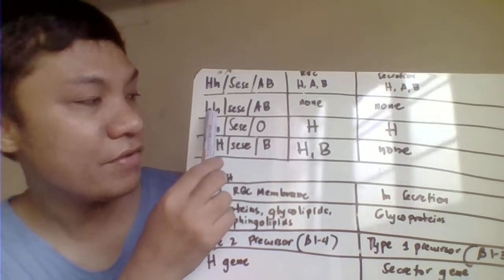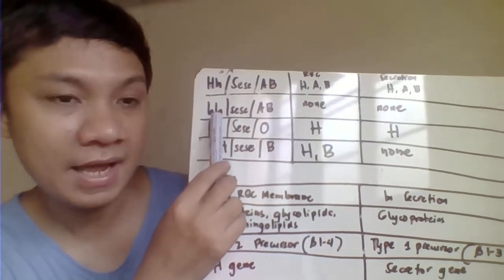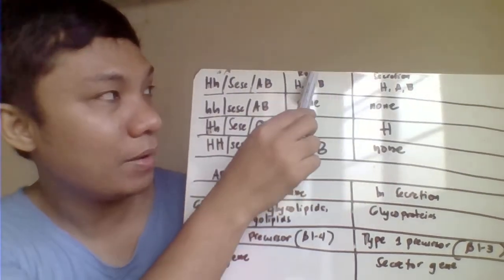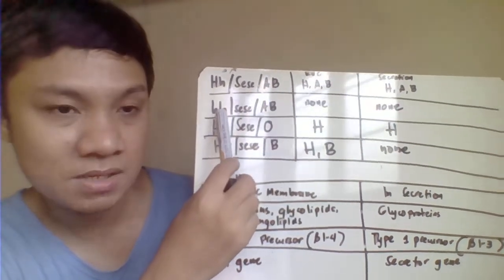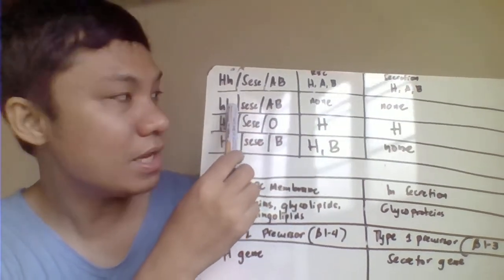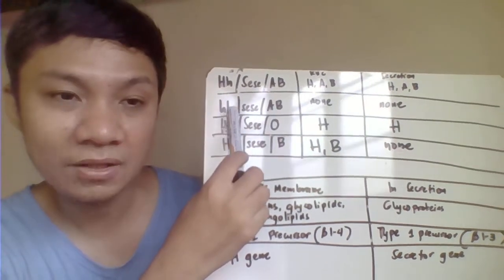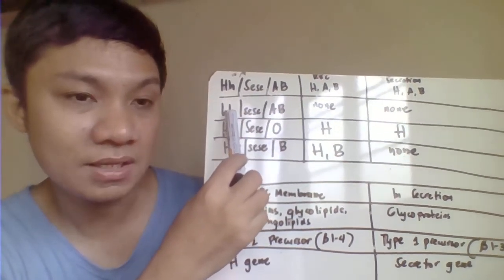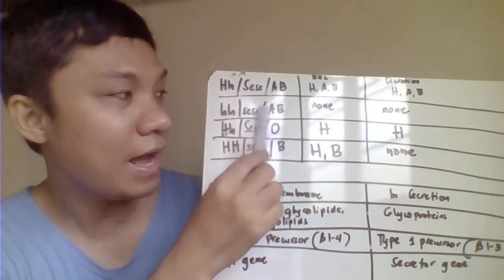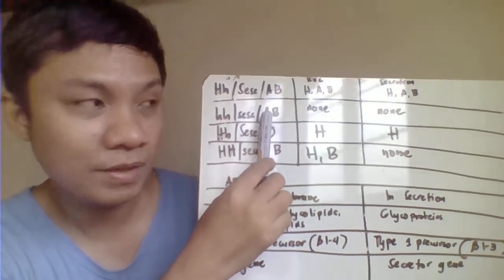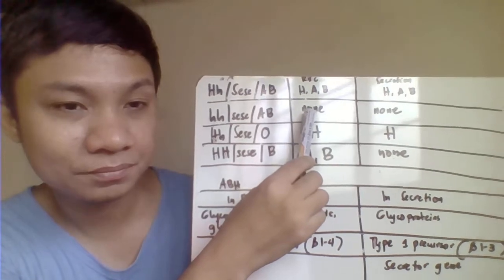On the other hand, if you have this one, okay, na genotype, so in our RBC membrane, tayo ulit tingin, first ito sa H. This one is homozygous for the h. This one will not code for the production of H antigen. So, therefore, pag wala ka ng H antigen, wala ka ding mga ABO antigen. So, therefore, wala ka dito.